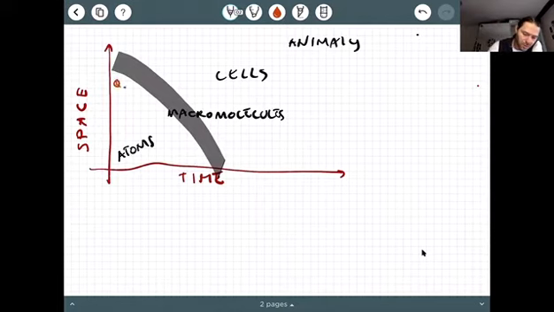We call this the quantum realm and the classical realm. And macromolecules sit in the middle, according to the ideas that we discussed in the last lecture.